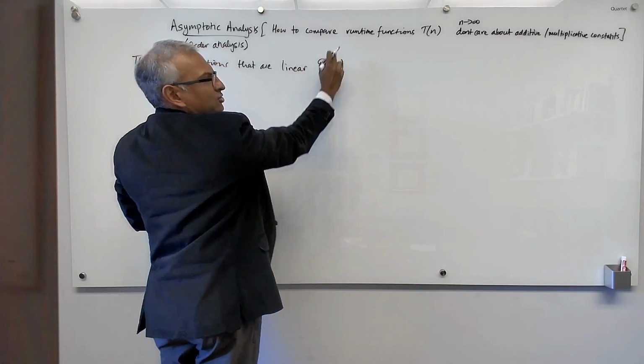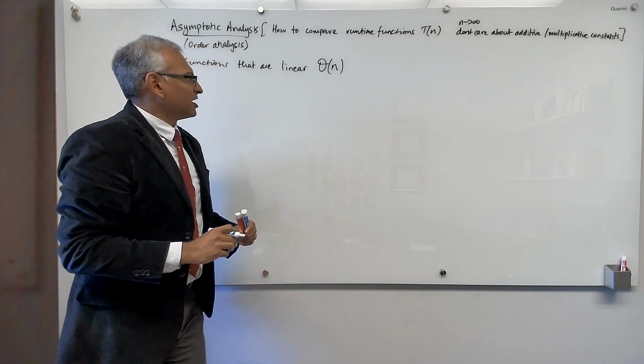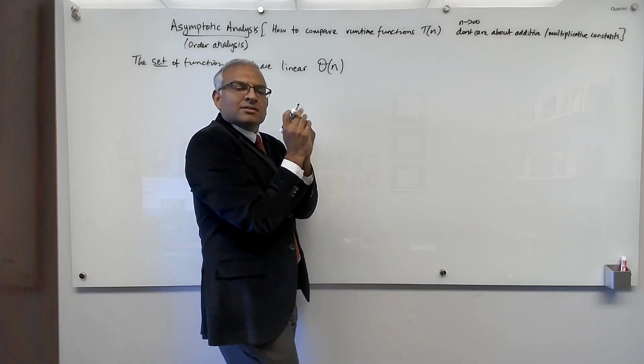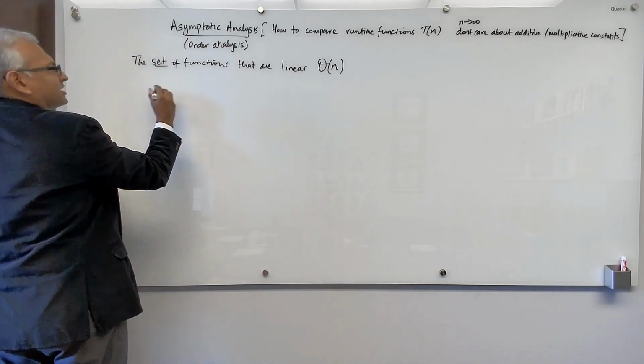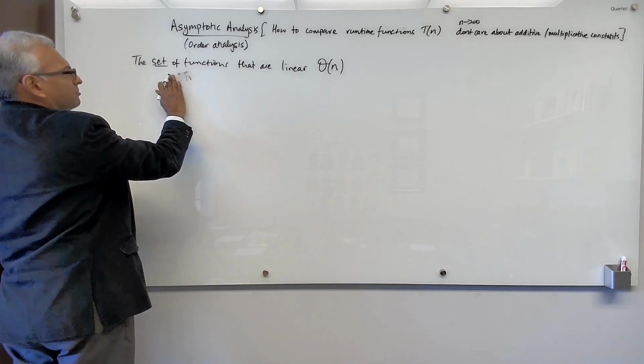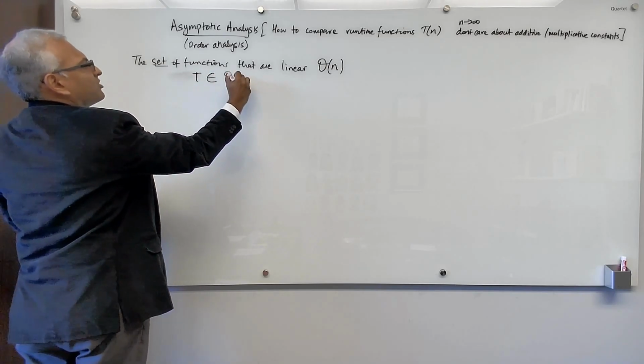N for linear, because n to the power 1. The big theta means equal to. Think of big theta as equal to. So the set of functions that equals the linear functions. Okay, so we say that the function t of n, or usually we just say the function t, belongs to the set big theta of n.